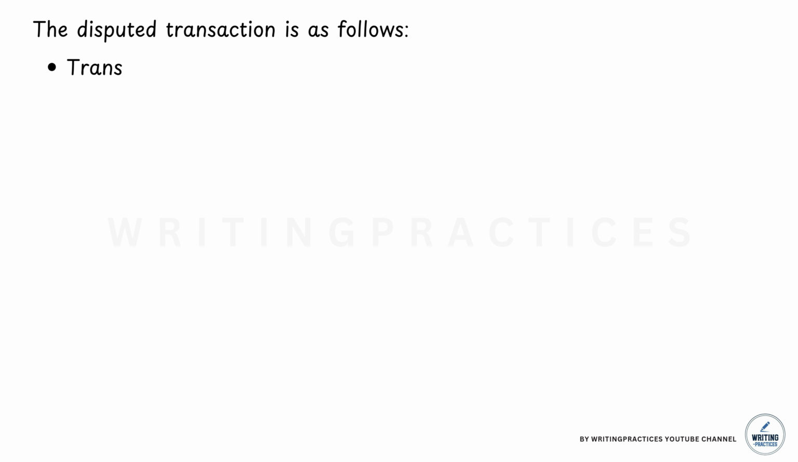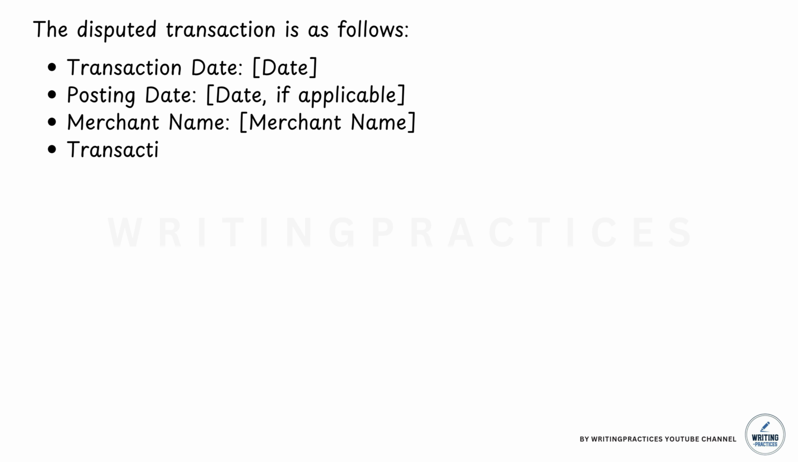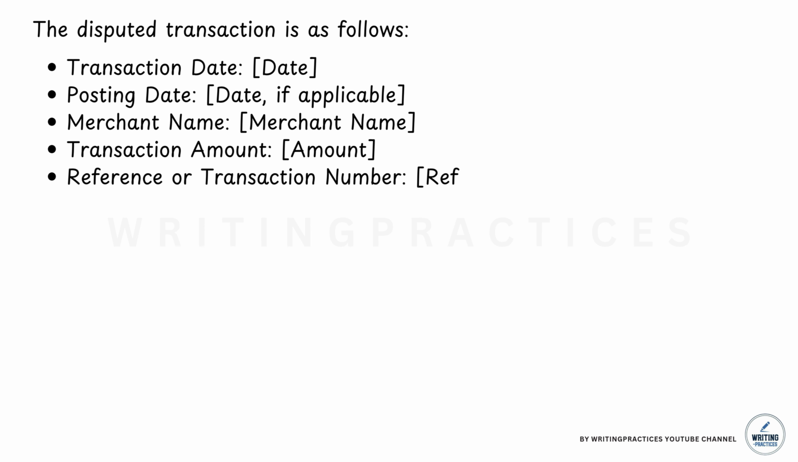Transaction Details section. Now provide the details of the disputed transaction. For example, transaction date, June 10, 2026. Posting date, June 11, 2026. Merchant name, Bright Electronics Store. Transaction amount, $489.99. Reference or transaction number, TRX-847-29156. This section gives the credit card company the exact transaction to investigate. Accurate transaction details help investigators locate the charge quickly and reduce the chances of reviewing the wrong transaction.